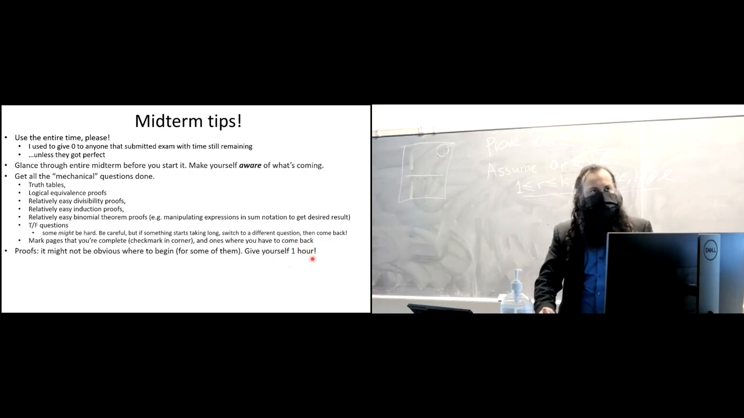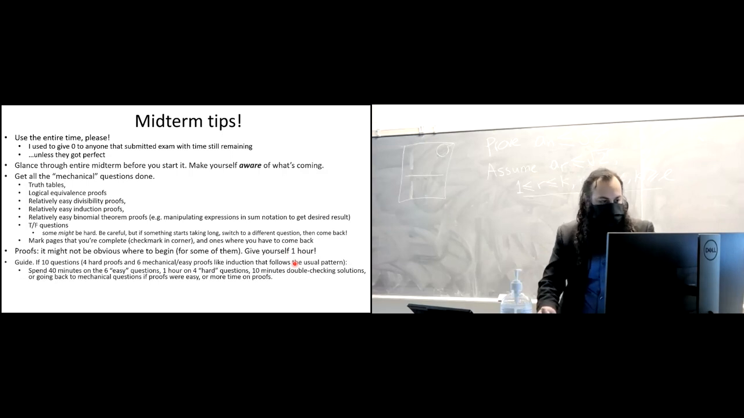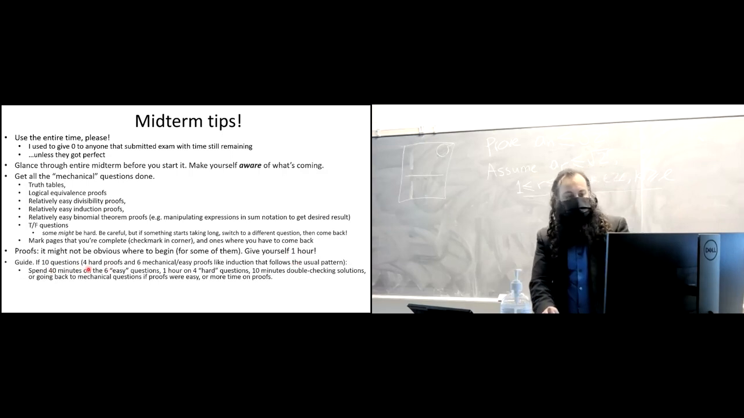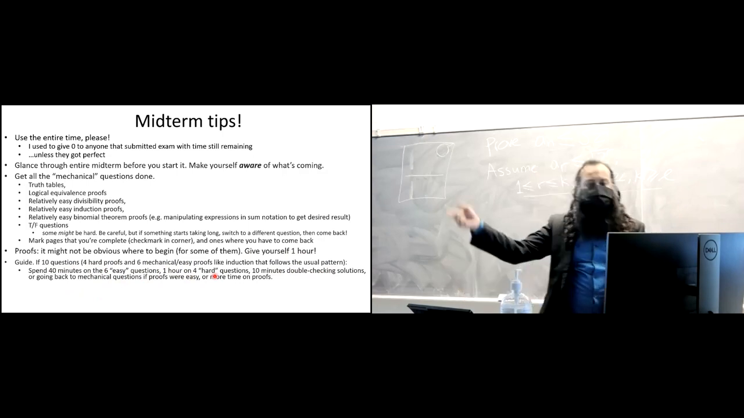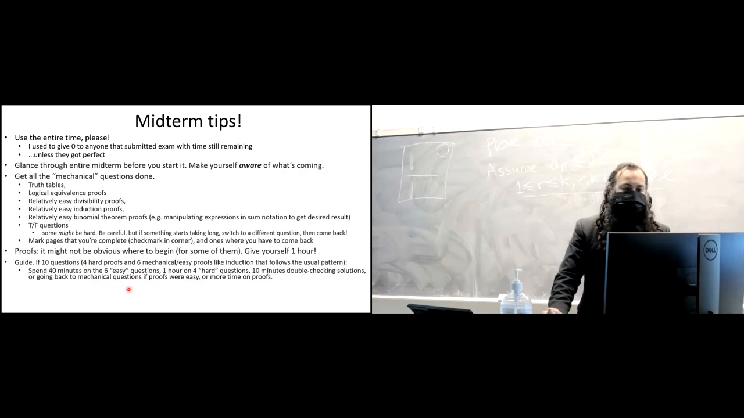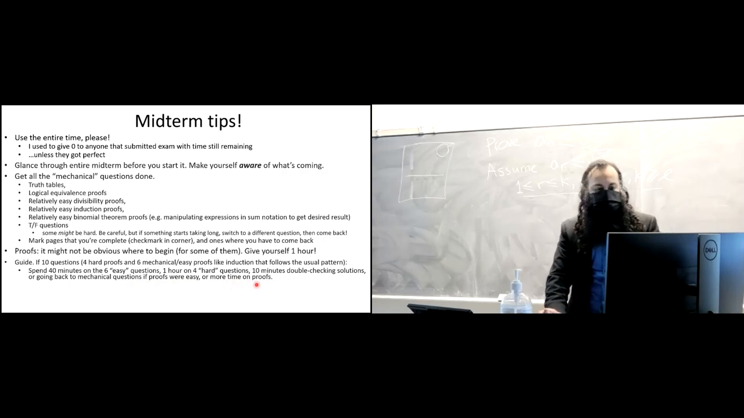So do all the mechanical stuff first, and then give yourself at least 1 hour to do all these hard proofs. If there's 10 questions, and 4 of them are hard proofs, and 6 of them are mechanical or easy proofs, like induction that follows this usual pattern, then I would spend 40 minutes on the easy questions and 1 hour on the hard questions. That's an hour and 40 minutes. Now you have 10 minutes left for double checking all the mechanical questions and the easy proofs. Or, if you're sure about all your mechanical proofs being correct, you can spend more time on the hard proofs.